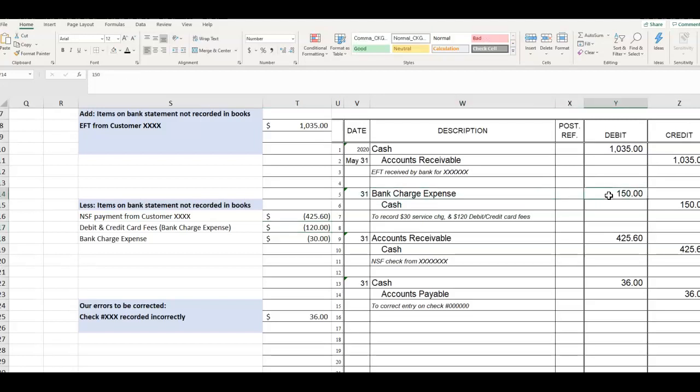Good practice to put it in there just so you'll have it. Bank charge expense is going to be the total of those, $150. Credit cash for $150. $425.60. We're going to debit accounts receivable and credit cash because that guy owes us that money. Somehow we got to get it. And finally, we made an error in recording a payment to accounts payable. The payment was correct. We just didn't record it correctly. We recorded it for too much. So we credited cash and debited accounts payable for $36 too much. Now we just need to reverse that and debit cash and credit accounts payable for the error.